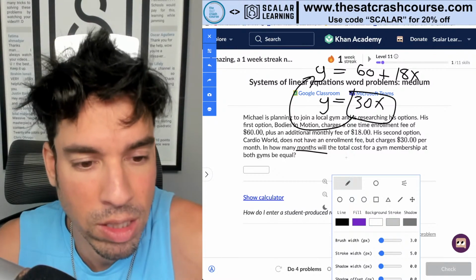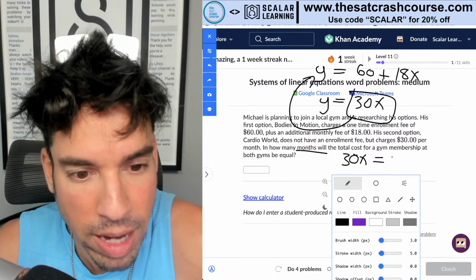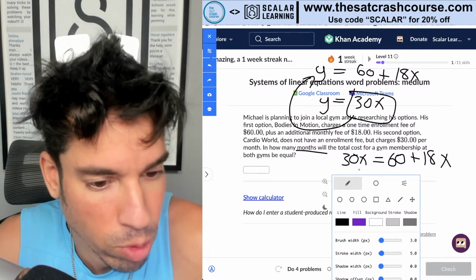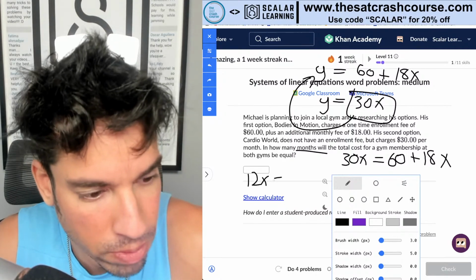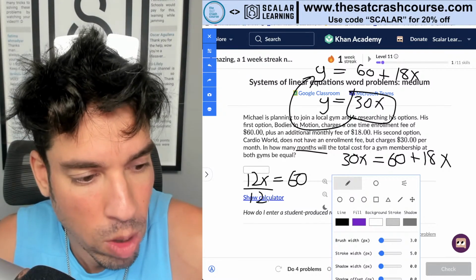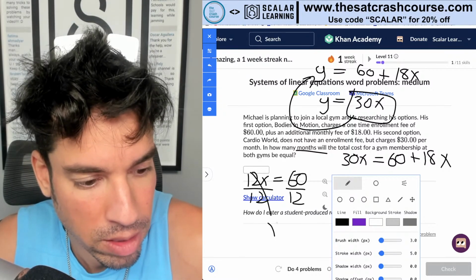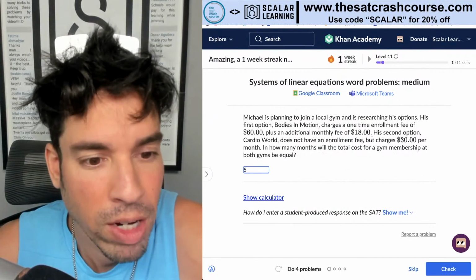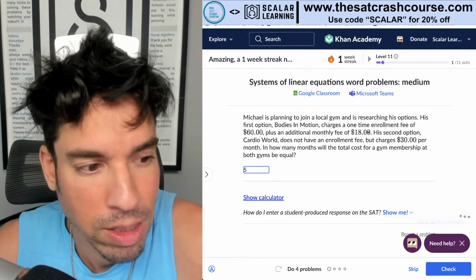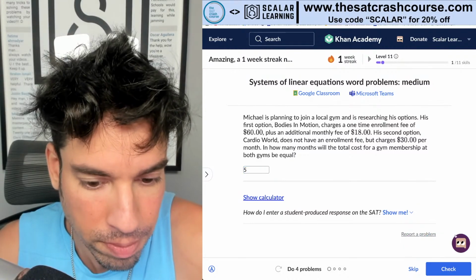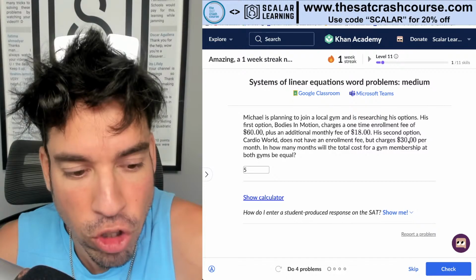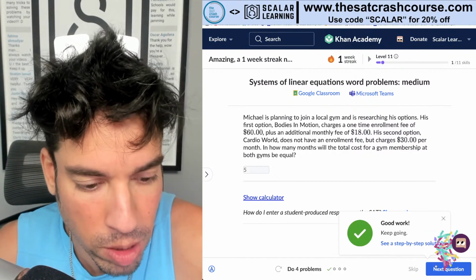So substituting this in, we literally have the variable we're trying to solve for. So that's perfect. Subtract 18x from both sides. 30 minus 18 is 12. Divide both sides by 12 and we get x is equal to 5. Now let's double check before we hit submit. If I do 5 months, right? 5 times 18 is 90 plus 60 is 150. Likewise, 5 times 30 is 150, so they're both the same. That works. Boom, done. Next.